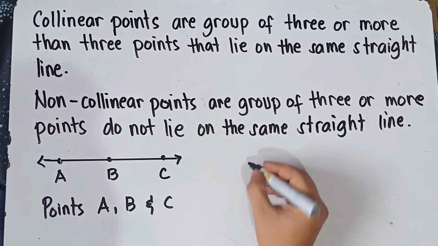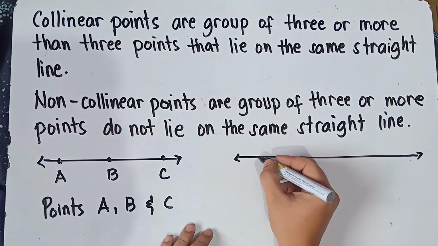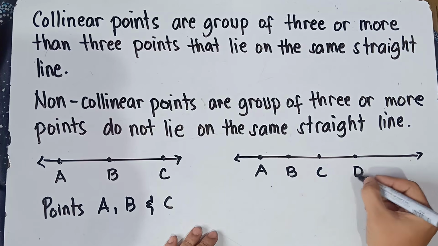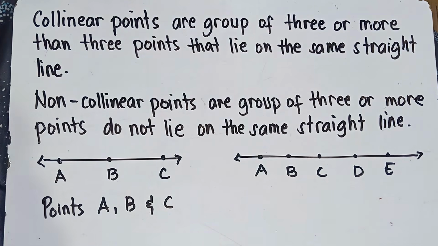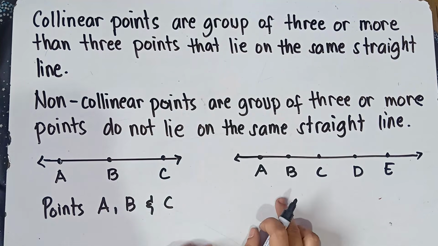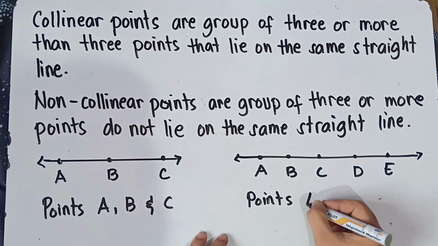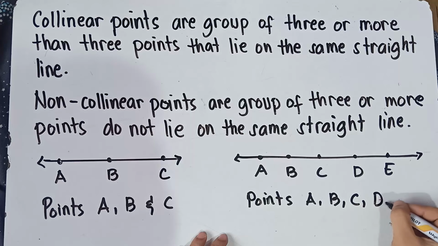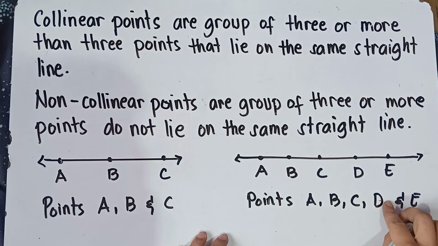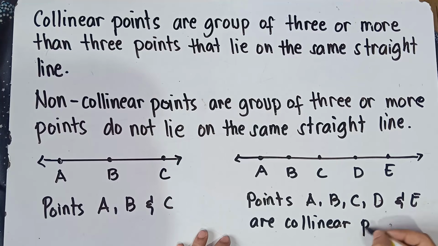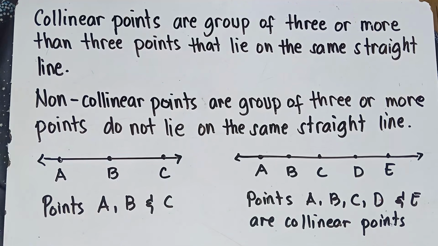Another example, if I will say A, B, C, and then D, and then E. Can we call A, B, C, D, E collinear points? Yup, A, B, C, D, and E are collinear points because these following points lie on the same straight line. So we can say that points A, B, C, D, and E are collinear points. So I hope it's clear for you, class, with regards to collinear points. So let's proceed now to non-collinear points.